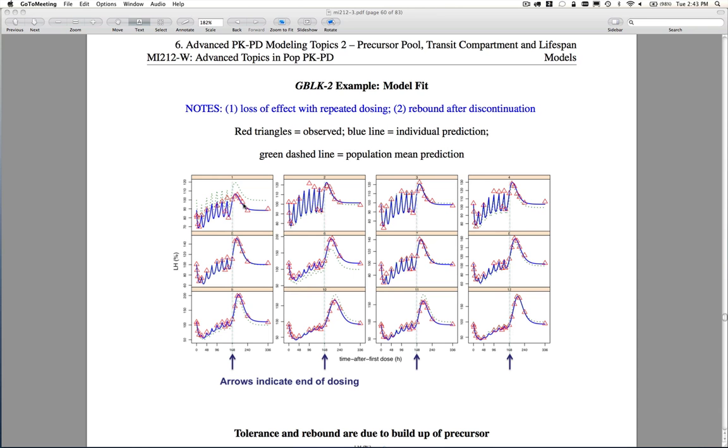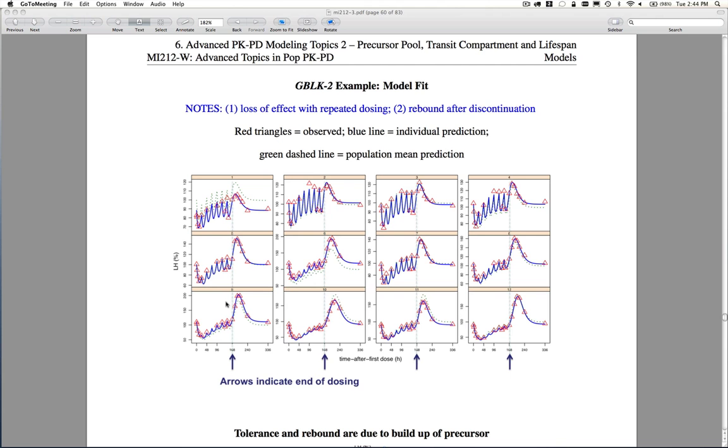What I've shown here, just to walk you through the plot itself, is in red triangles are those observed data that we were looking at before. The little dotted lines here are the population predictions. And then the blue line is the individual prediction for each of those subjects. And so you can see that over the course of a day, you get the suppression, it goes down. With repeated dosing, you get the tolerance build up. And then at the end of dosing, you get a slight rebound with the lowest dose group.